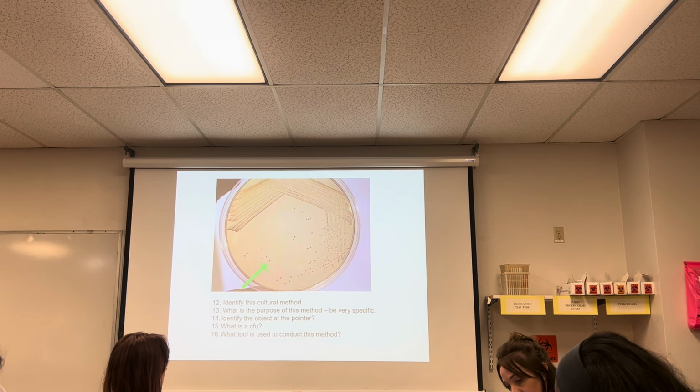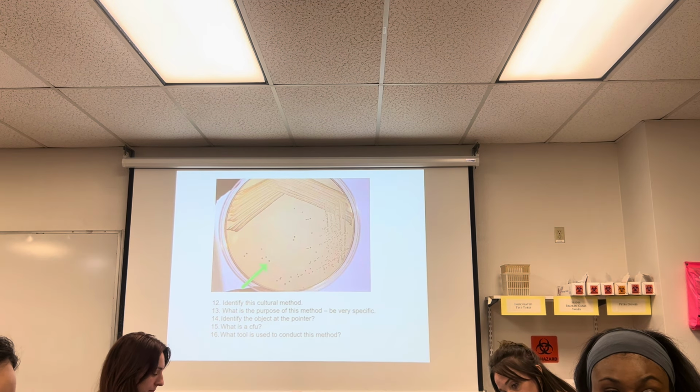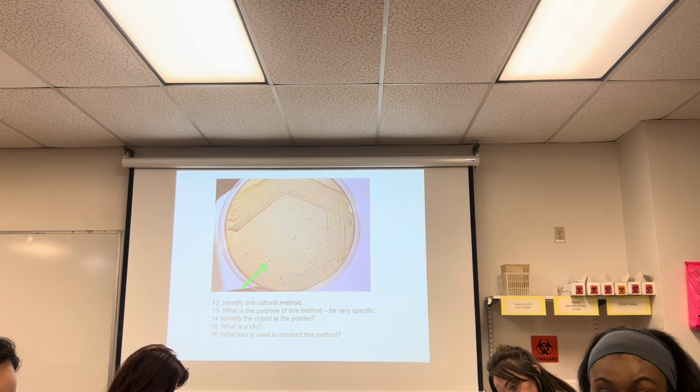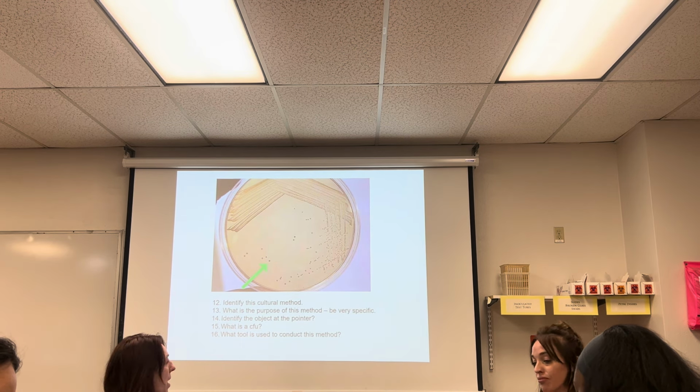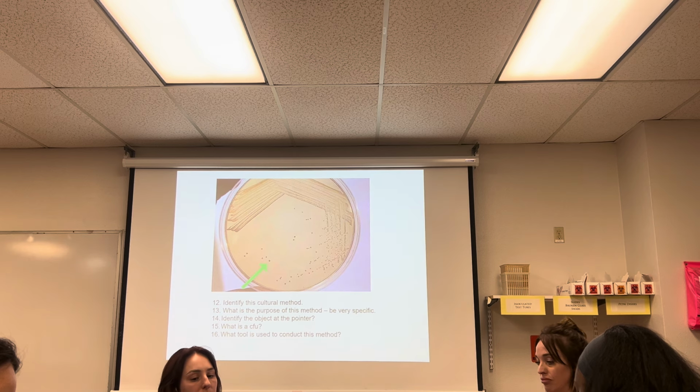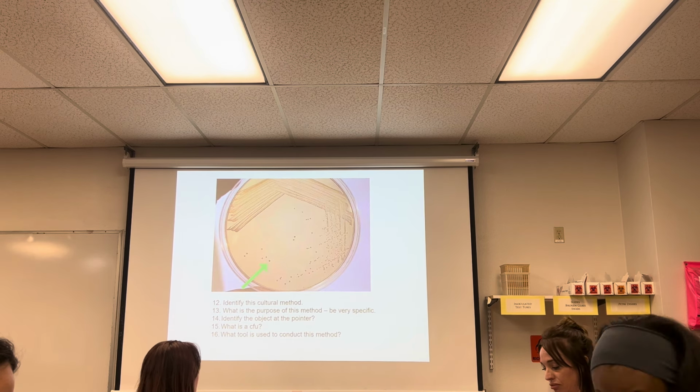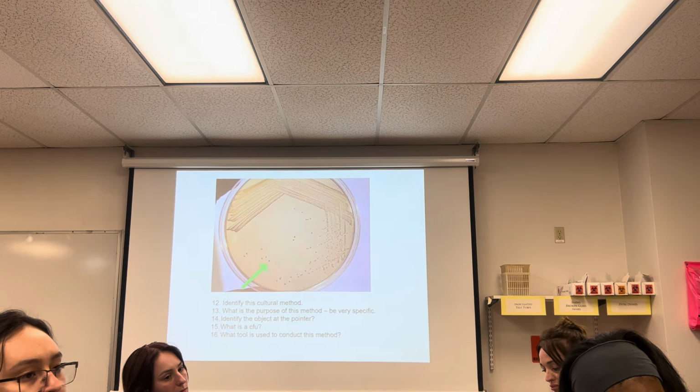The CFU stands for colony forming unit. It's one cell. But the colony, Rachel, was derived from that one cell. When it landed on the plate, it started to grow, and as it started to grow, it grew into a colony.